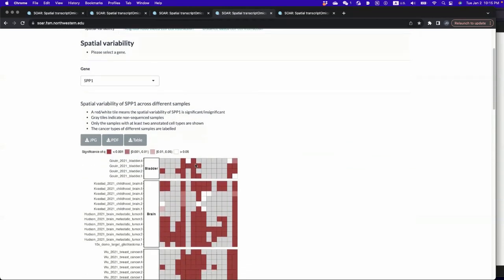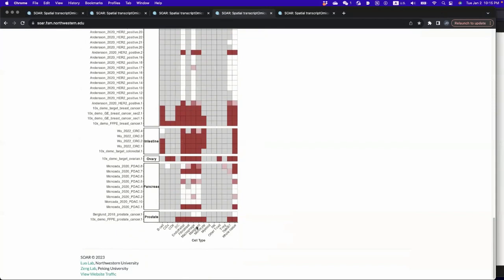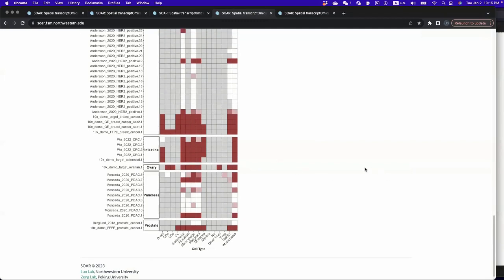Red tiles represent significant results, whereas white represent non-significant ones, and gray tiles mean gene expression is not measured in the cell type. For example, we can see that SPP1 here tends to have significantly spatially variable expression. If I scroll to the bottom to these two columns, these represent endothelial cells and macrophages, as well as fibroblasts and malignant cells. But we don't observe the spatially variable expression in B cells, CD4, or CD8 T cells, or other myeloid cells. This result concurs with SPP1's role in promoting cell proliferation and migration in the tumor microenvironment.